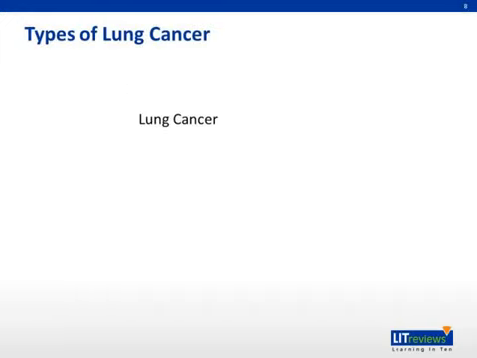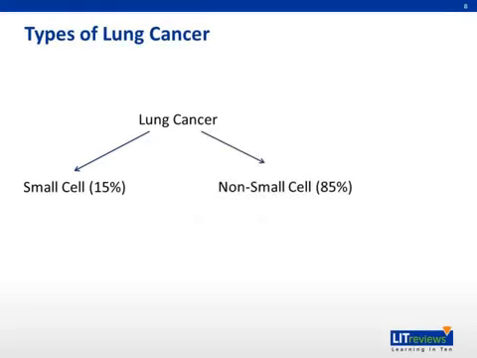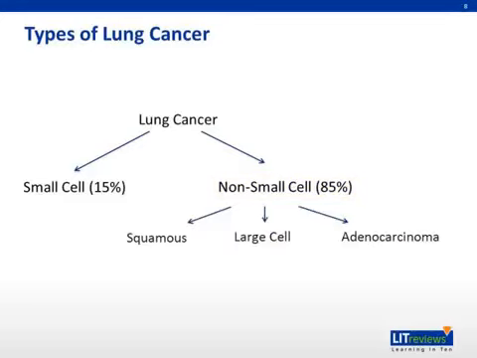Okay, now we have the types of lung cancer. On one of the first slides I mentioned that typically we separate them into two categories. You typically go small cell and non-small cell lung cancer. Small cell is going to account for only 15% of all types of lung cancer, whereas non-small cell will account for 85%. Now, non-small cell is further broken down into squamous cell, large cell, and adenocarcinoma.